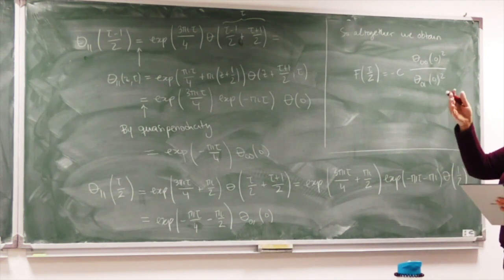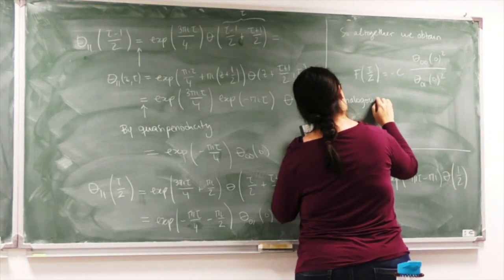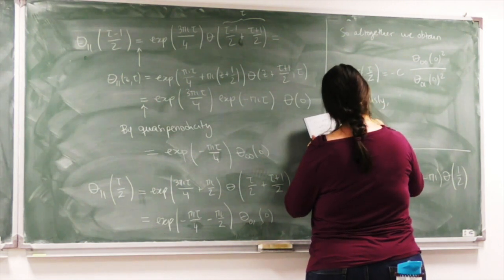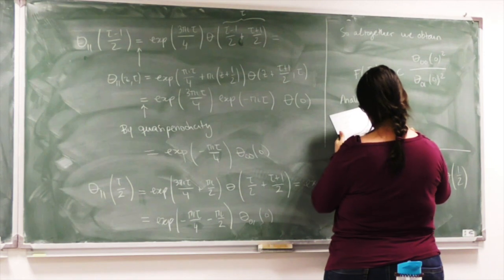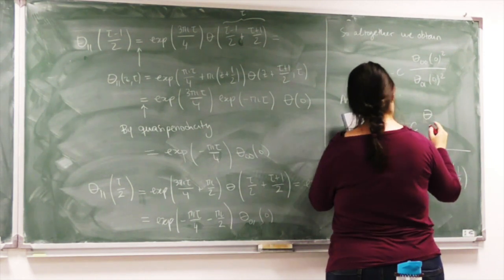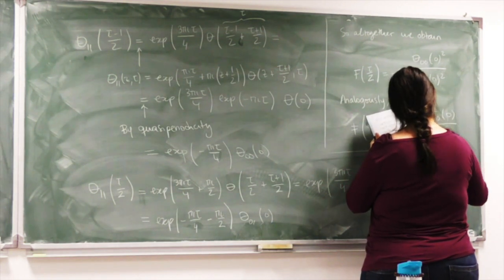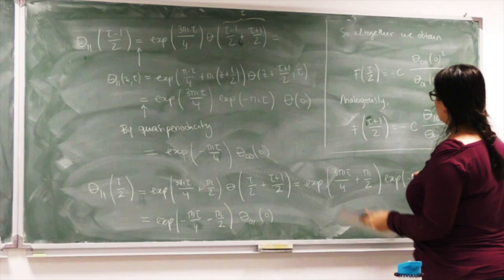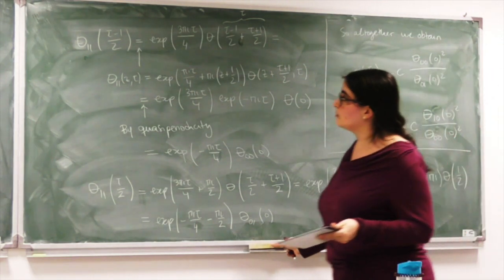Analogously, one can do the same thing for the other part of the expression. And we obtain that f of tau plus 1 divided by 2 is equal to minus c theta 1, 0 squared divided by theta 0, 0 squared. Let's put all the squares on the same side here. And we just now need to take the quotient to obtain the expression for lambda. And I will do that in the other board.